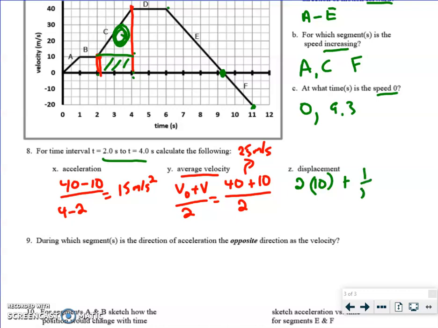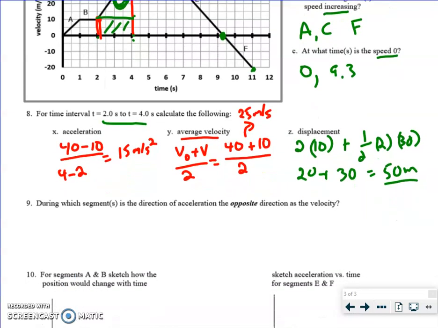So it's 1/2, because it's a triangle, times 2. And then my height goes from 10 to 40. So that's a change of 30. So this term is 20 plus 30 times 2 is 60. 60 times 1/2 is 30. Add them together, we've gone 50 meters. And that was worth 3 points. 3 points, 2 points, 2 points.